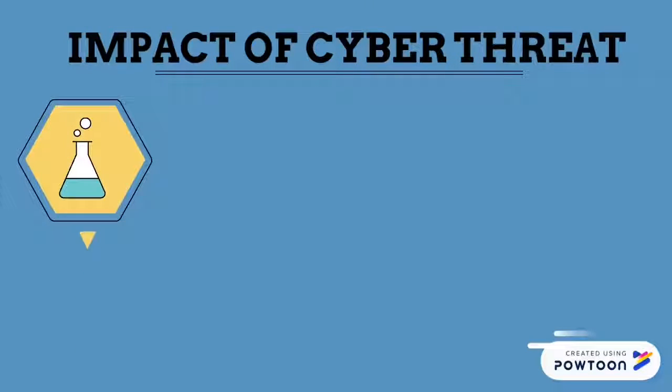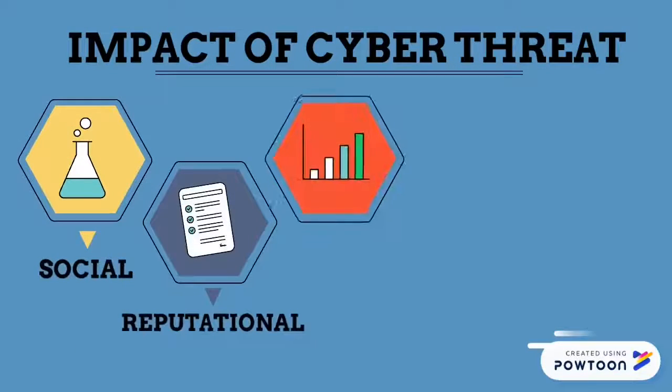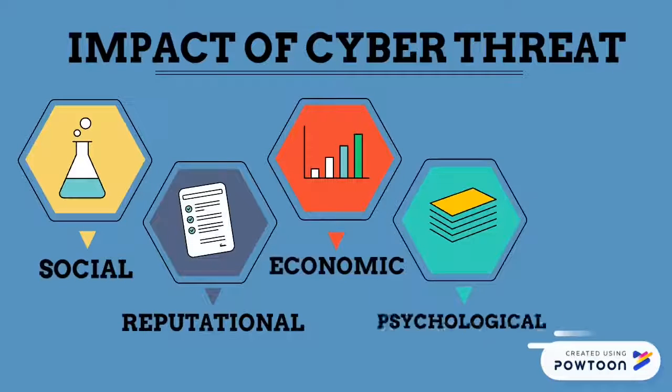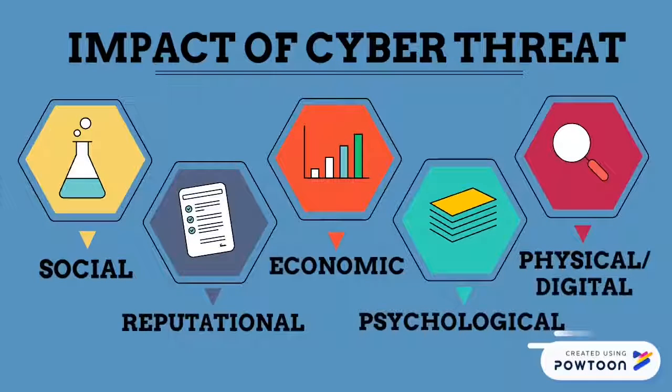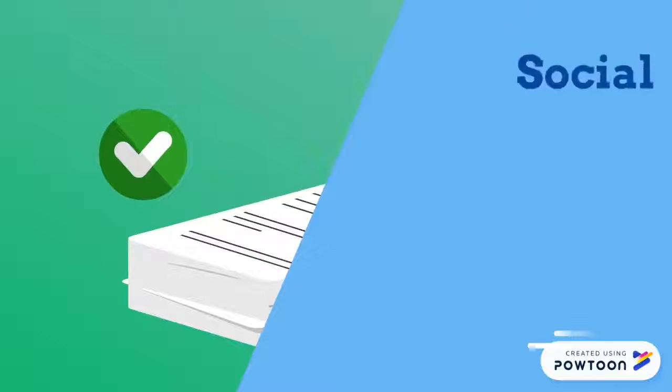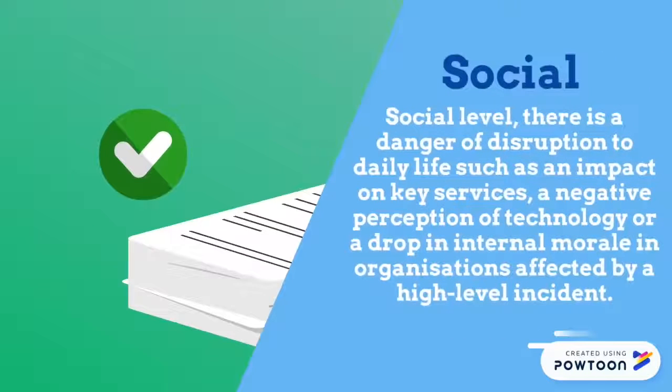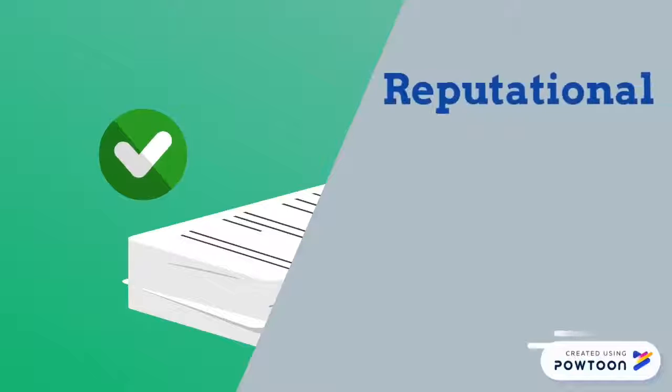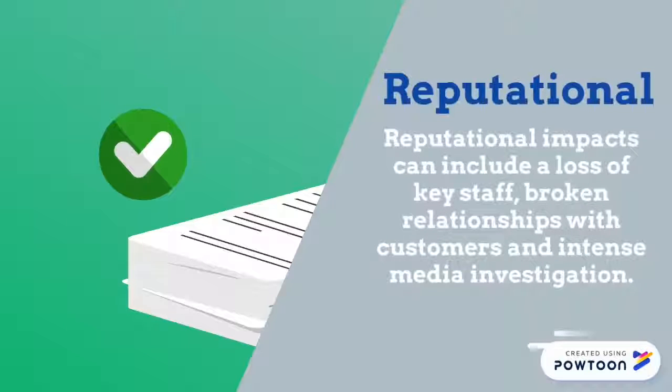What are the impacts of cyber threats? Firstly, we have social, reputational, economy, psychological, and physical or digital. So what is social? Social is a danger of disruption to daily life, such as an impact on key services, a negative perception of technologies, or a drop in internal morale in organizations affected by a high-level incident. What is reputational? Its impacts can include a loss of key staff, broken relationships with customers, and intense media investigation.